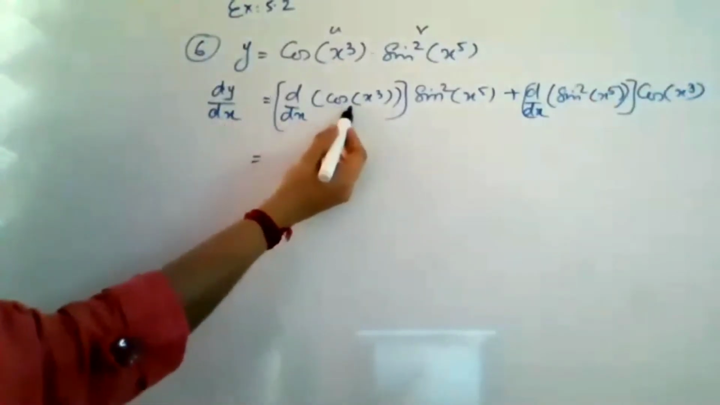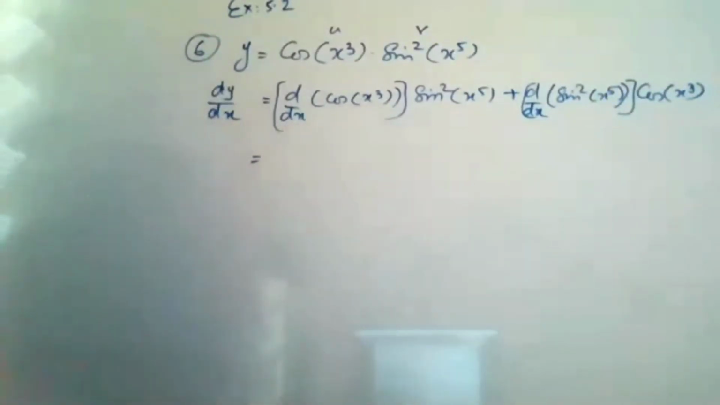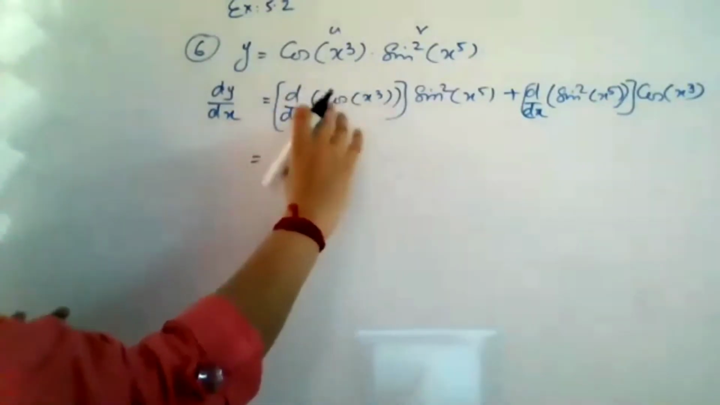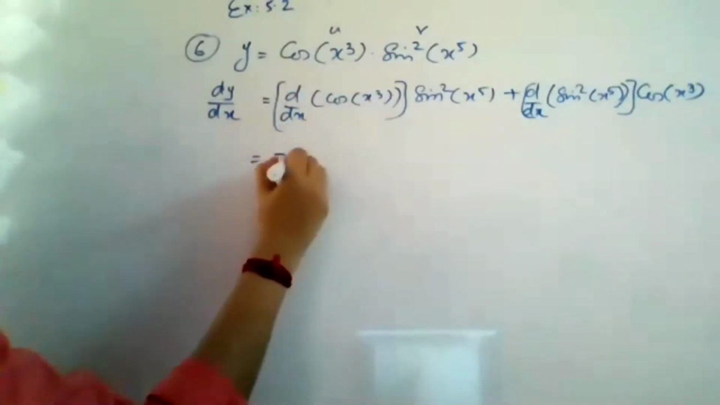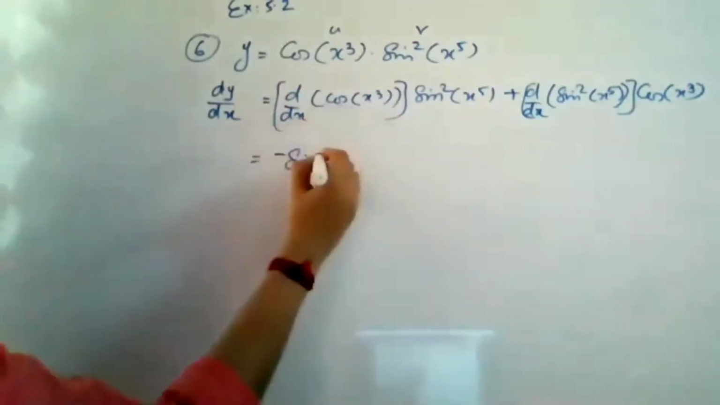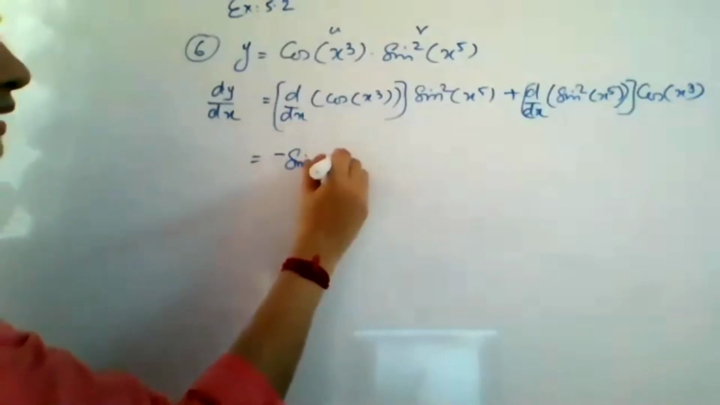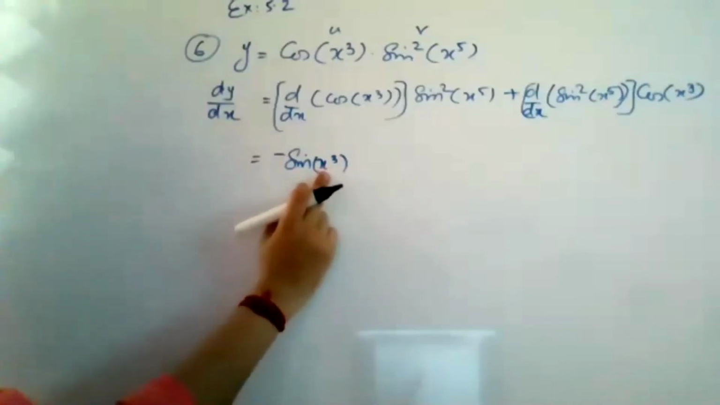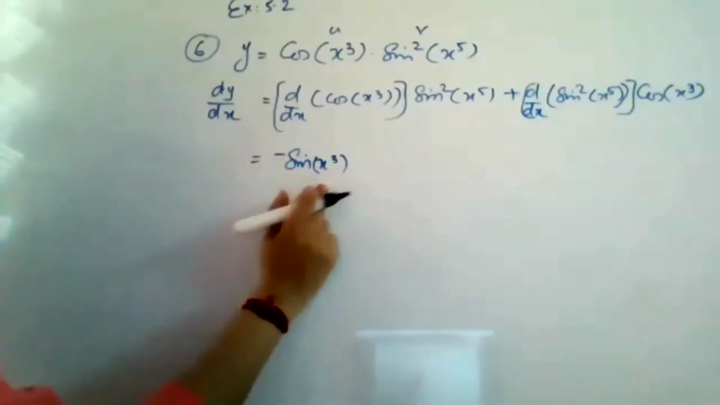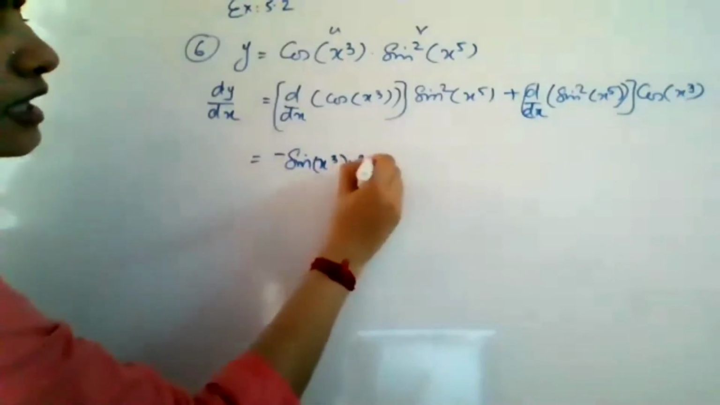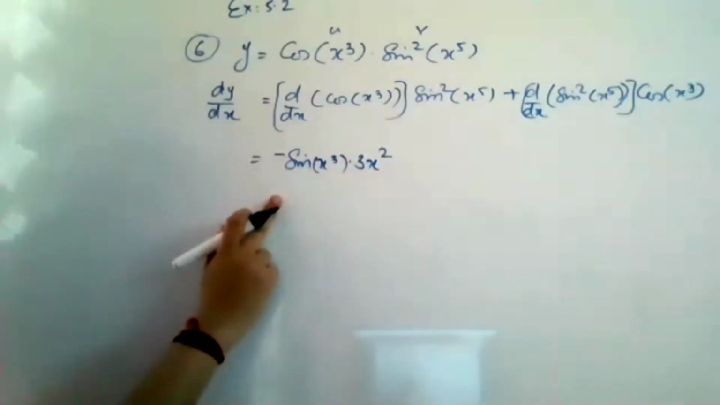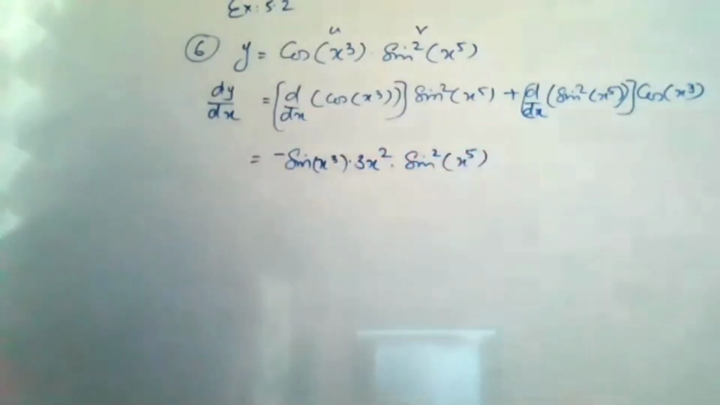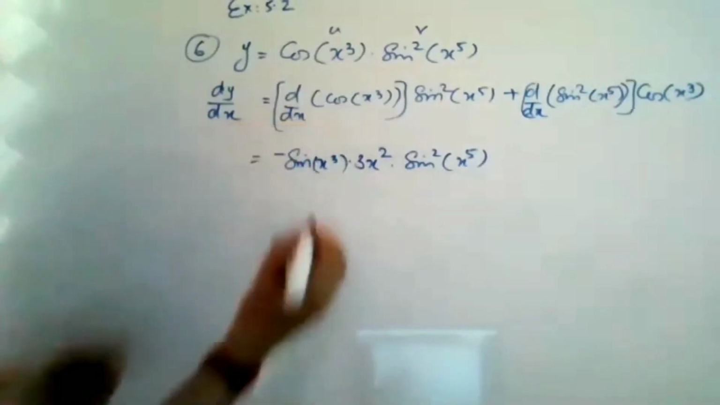Again, you have two functions here. One is cos x, the other one is x cube. First, we will find the derivative of cos x. Cos x derivative is minus sine of the angle, which is x cube, so you will write it as x cube only. Then, since it is not x, you have to differentiate this also. That means you have to differentiate x cube. Derivative of x cube is 3x square. Is this clear? Into this term, sine square of x raised to 5. Okay, so the derivative of cos x cube is this much.